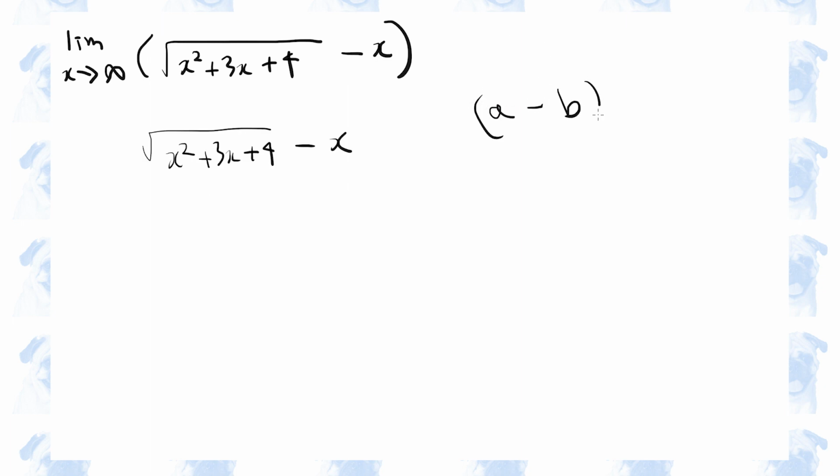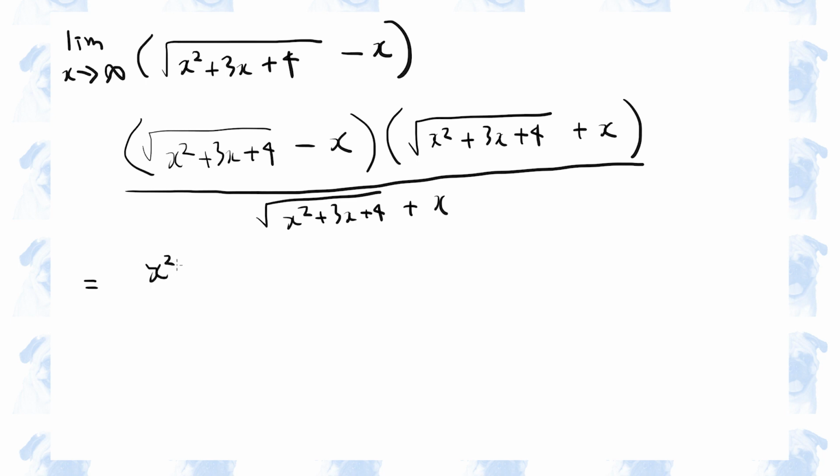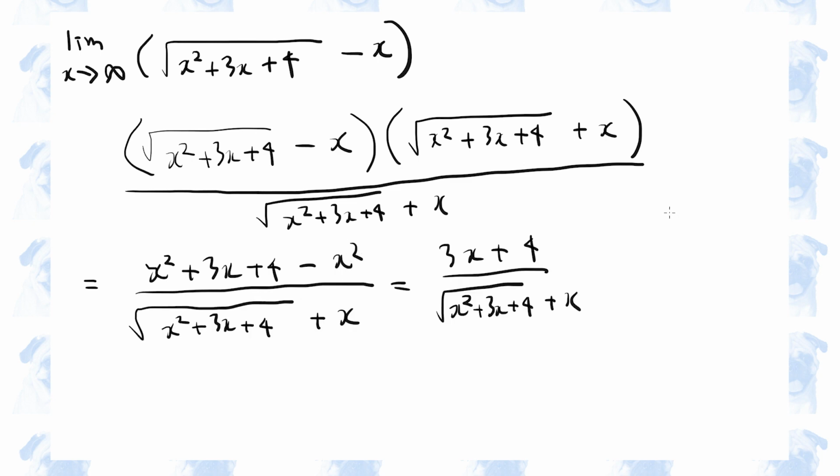A minus b times a plus b is a squared minus b squared, by treating this whole root as one term. So multiply this by root x squared plus 3x plus 4 plus x, and don't forget to divide this by the same thing. So the numerator becomes x squared plus 3x plus 4 minus x squared. Next, we're going to make use of the fact that x is equal to root x squared. So divide both the numerator and the denominator by 1 over x.